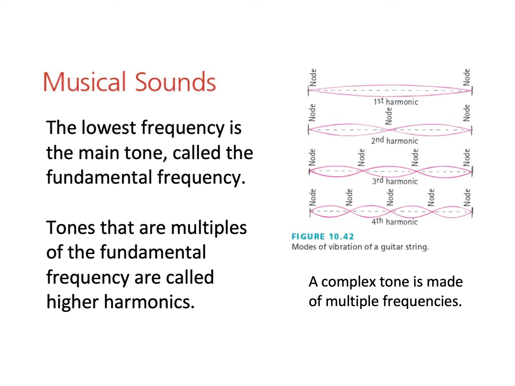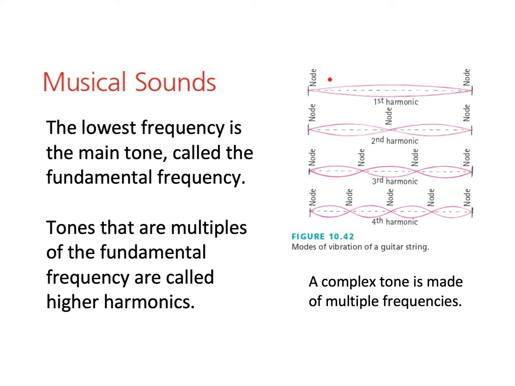And so here we have a depiction of a guitar string, and these are some of the different ways that the guitar string can vibrate. And so, of course, the guitar string can vibrate at its fundamental frequency, and that would be the lowest frequency that the guitar string could vibrate at. But the guitar string could also vibrate at what we call its second harmonic.